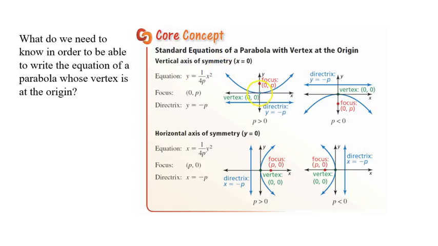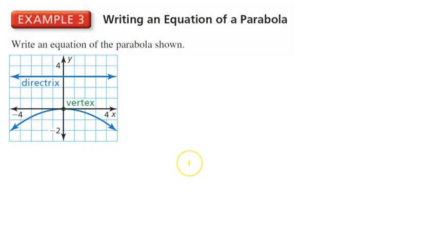So if it's opening up or down, what would we need to know to be able to write the equation? It looks like we would just need to know what P is, right? And then we have our equation. Y equals 1 over 4 times P x squared. So all we really need to be able to do is figure out what P is and then use one of these two forms. So let's try this, shall we?